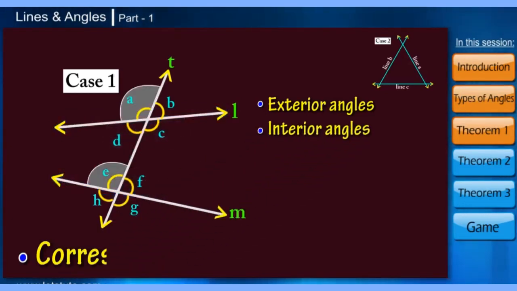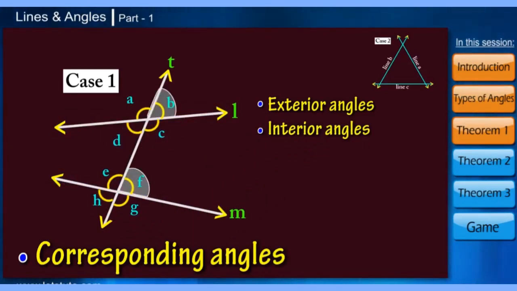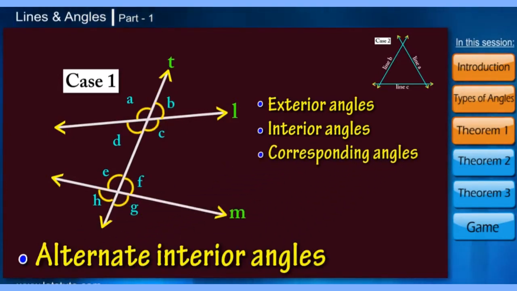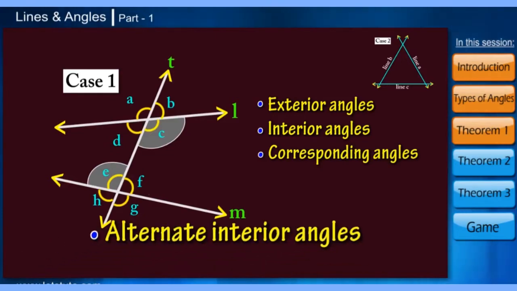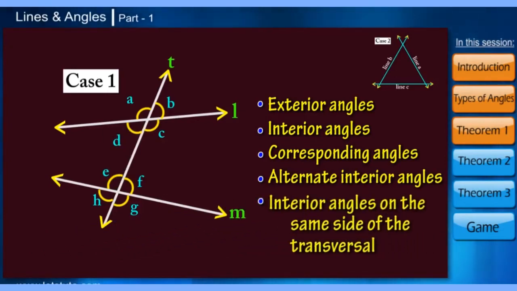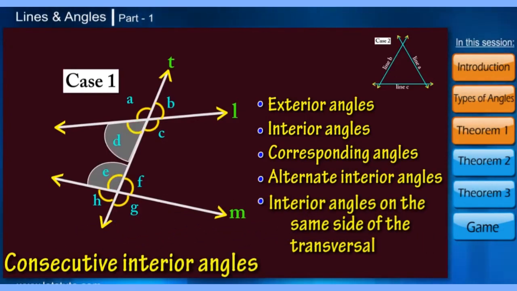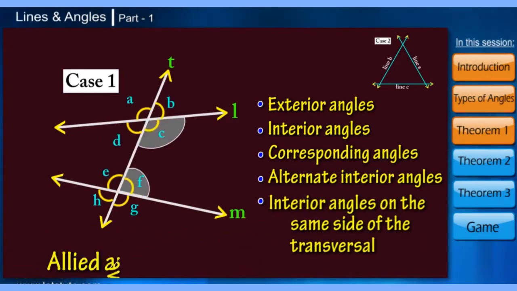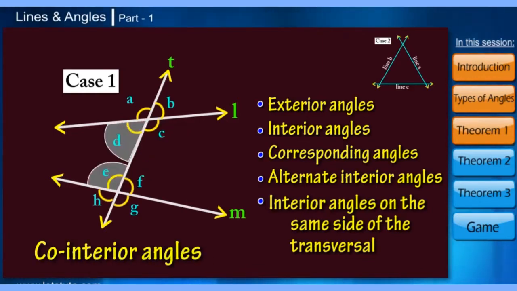Further, we have corresponding angles, alternate interior angles, interior angles on the same side of the transversal, which are also called consecutive interior angles, allied angles or co-interior angles.